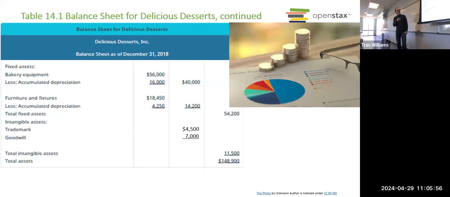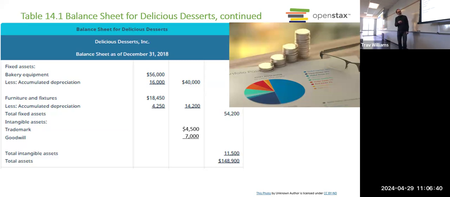Then we have some other long-term assets, furniture and fixtures, also with some depreciation. So we see the book value of the furniture and fixtures. If we add that to the equipment, we get our total fixed assets over here. So then we have some more long-term assets. A trademark. This bakery maybe has a trademark on their name, so that if somebody else uses their name to make bakery products, they could sue that company. That trademark is not a physical thing, right? It's intangible. So it goes under the category intangible assets.